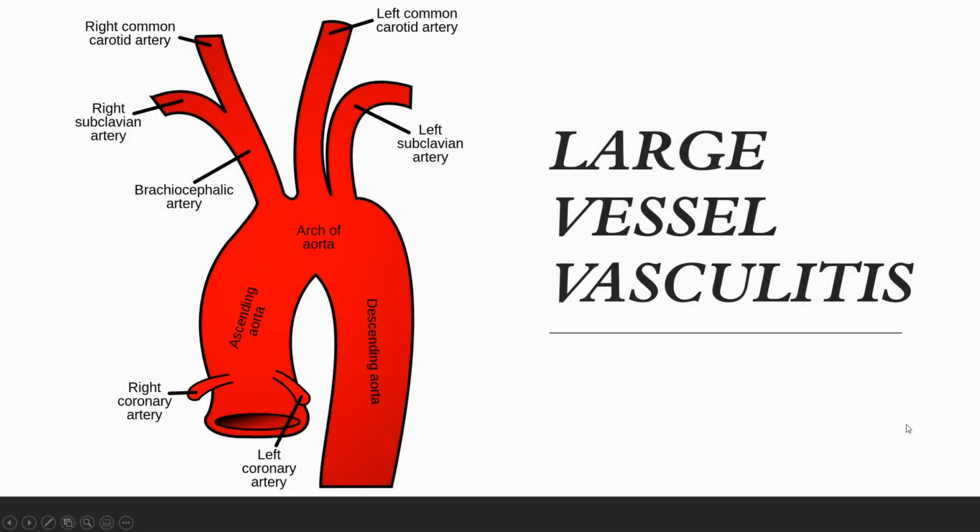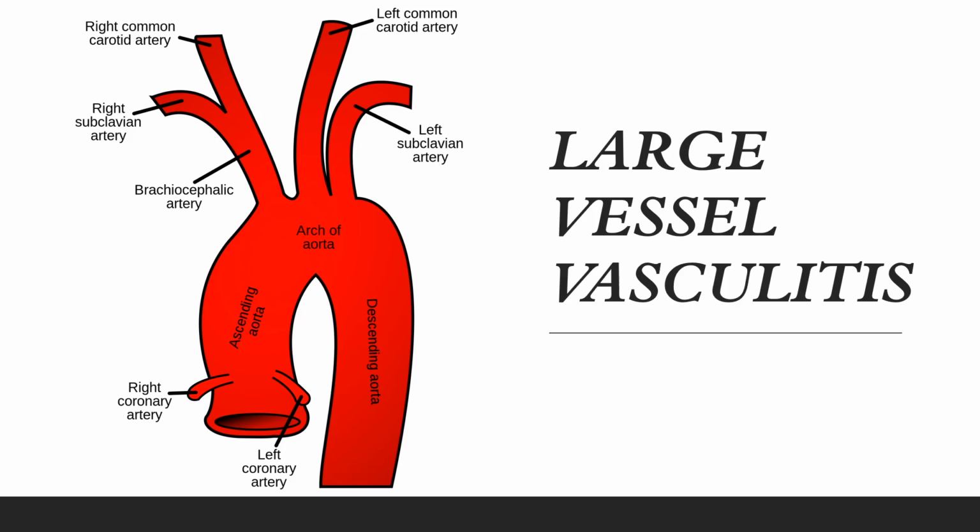Hey guys, so in this video we're going to talk about medium and large vessel vasculitis. So first of all, what is vasculitis? Basically, it's just inflammation of the arteries somewhere in the body, and they're designated into three categories: large, medium, and small. The small ones we'll do in a different video, but for now let's go through these.